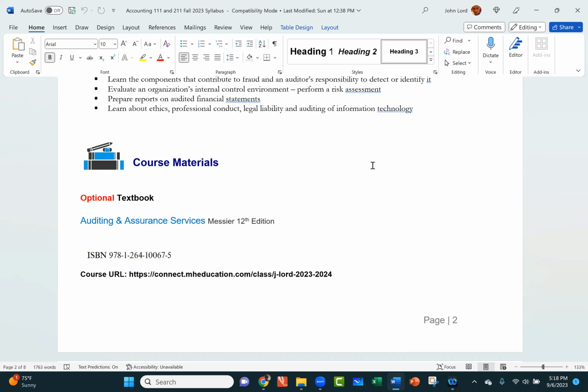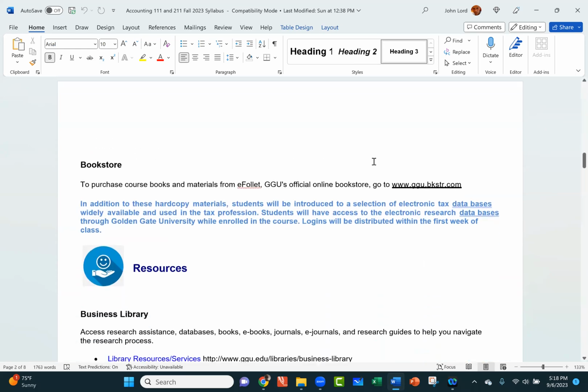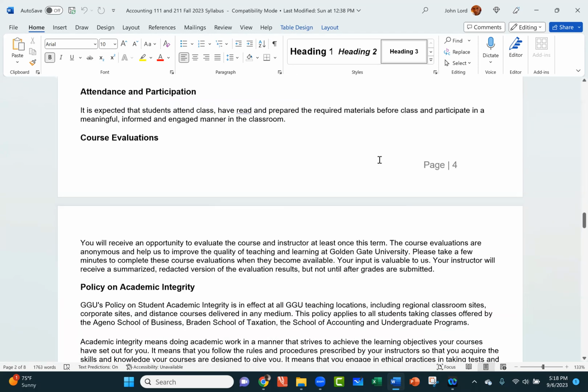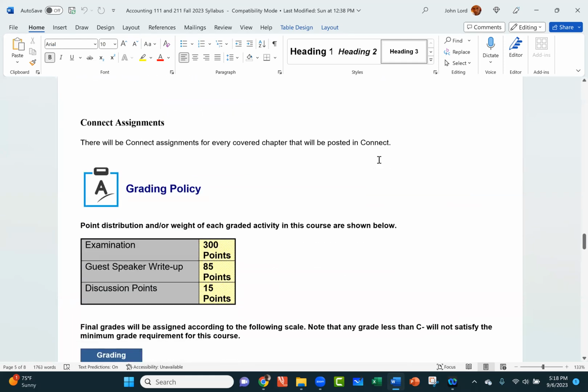Okay, good. Now, just taking a look at this, you can read through some of this stuff on your own. I'm sure you've seen this kind of stuff before. The grading elements: the 3 exams, 100 points each. They're like 3 midterms, even though we call the last midterm the final. I will have a guest speaker write-up.